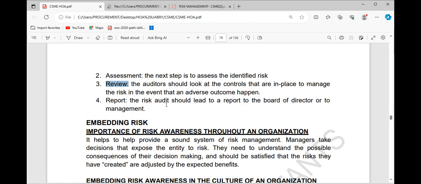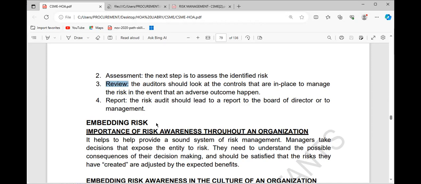Then report. The risk should lead to a report to the board of directors. So the directors have to know what is going on. Some people don't want to hear negative things. If you tell them that a negative thing is going to happen, they will say, God forbid, God forbid, God forbid. And it's not possible. You can't run away from risk. So the best thing is just to prepare for it, to make sure that you reduce it to the very minimum. Very soon we are going to be looking at how to monitor the risk.